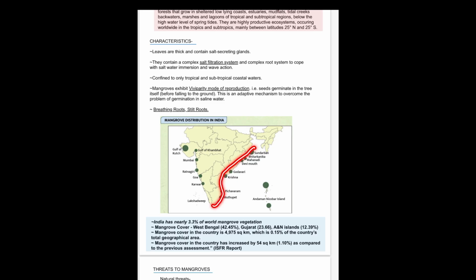What is the mangrove distribution? Mangroves are found along the coast, mainly Sundarban, Bhitarkanika, Mahanadi, Godavari, Krishna, Pichavaram, and others. See this figure. According to the India State of Forest Report 2021, India has nearly 3.3% of world mangrove vegetation, and mangrove cover is highest in West Bengal, Gujarat, then the Andaman and Nicobar Islands. Mangrove cover in the country is 4975 square kilometers, which is 0.15% of the country's total geographical area. Clear?